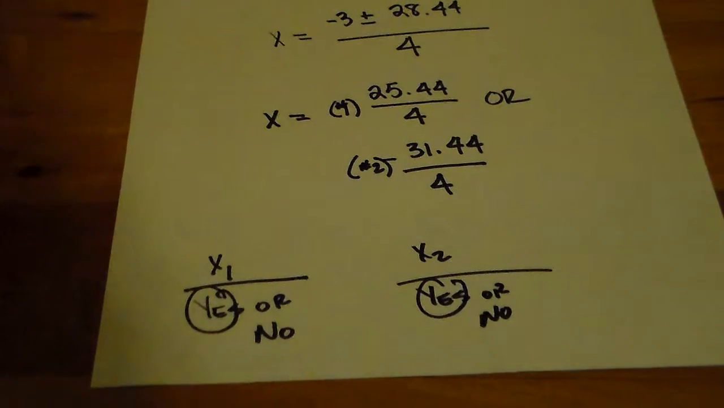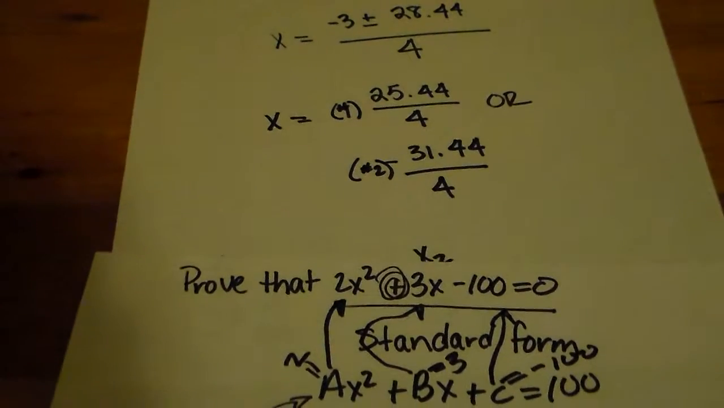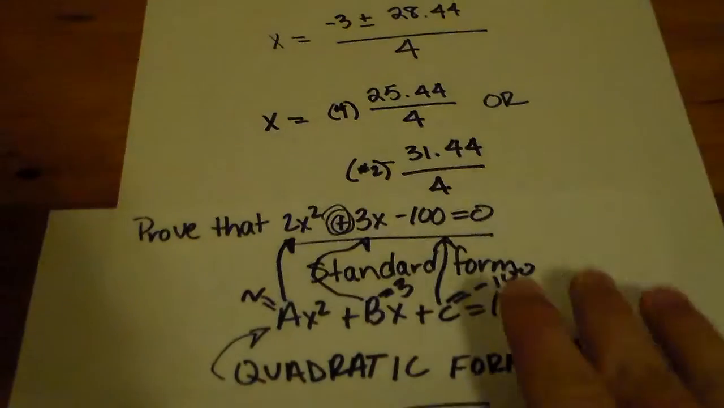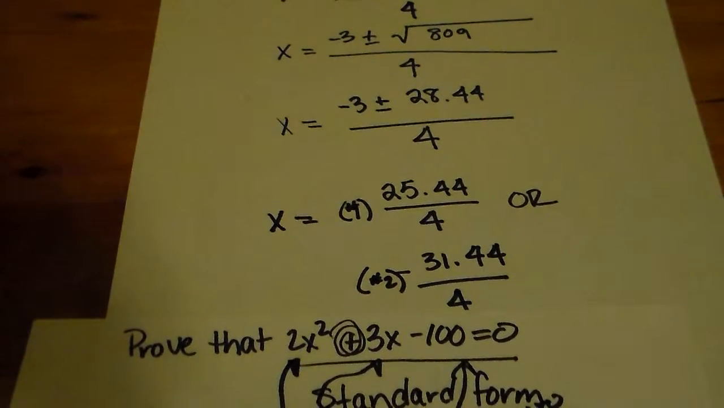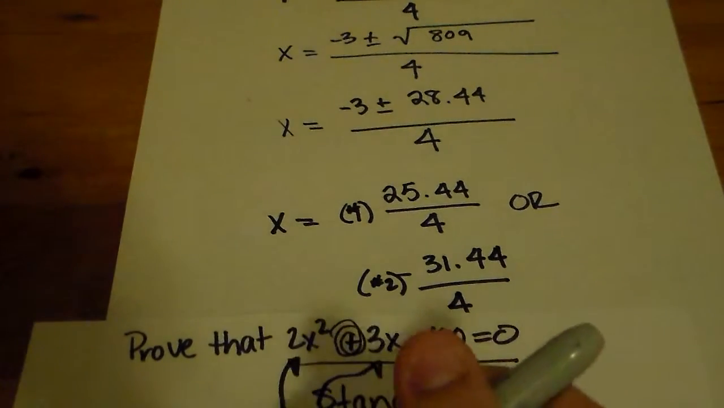So that concludes the video on proving that 2x squared plus 3x minus 100 equals 0. And those solutions are 25.44 over 4 and negative 31.44 over 4.